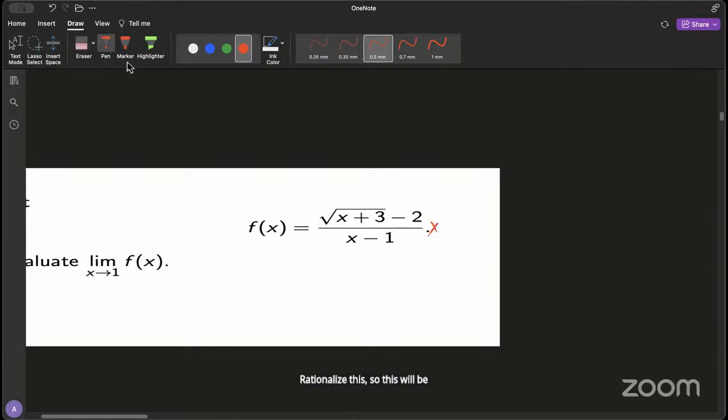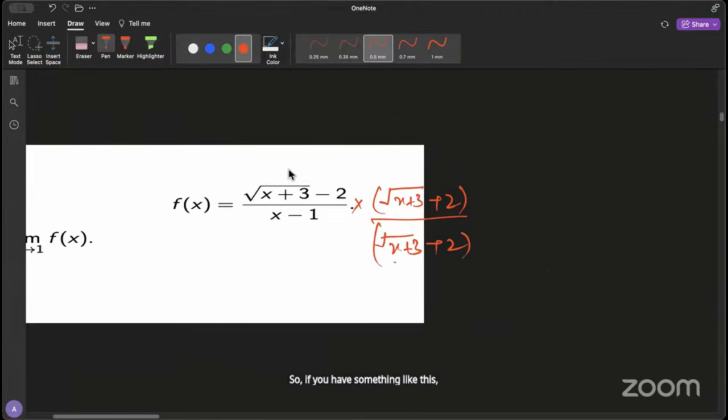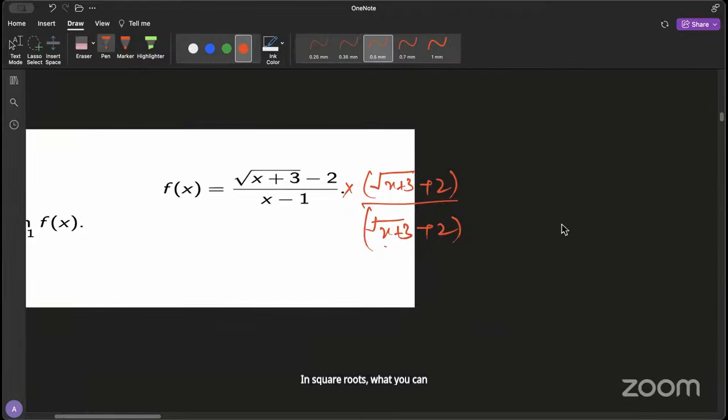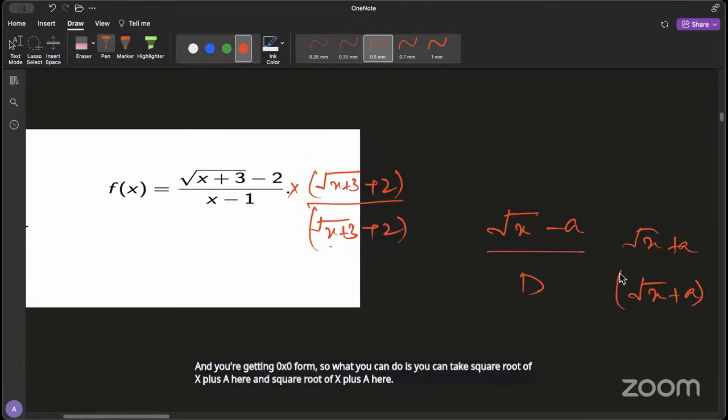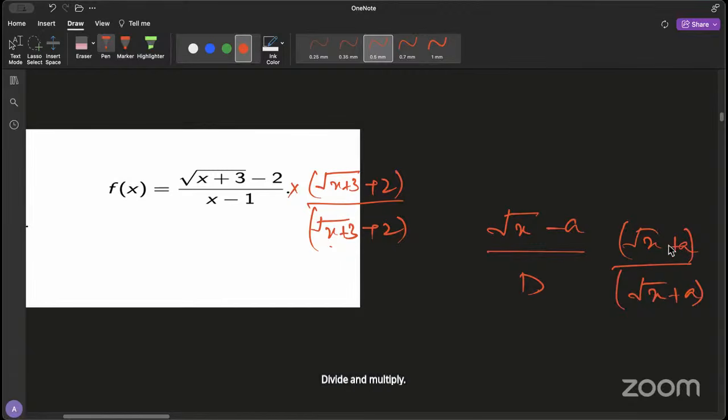Either you can use your L'Hopital rule if you wish, or you can try to rationalize this. You can multiply and divide by square root of x plus 3 plus 2. If you have a square root expression like square root of x minus a in the numerator and something in the denominator, and you're getting 0 by 0 form, you can multiply and divide by the conjugate. That's what we've done here.